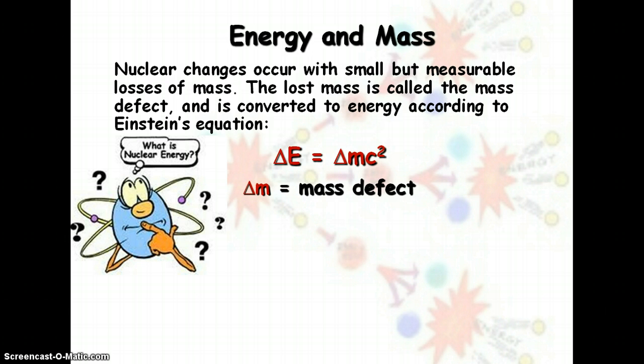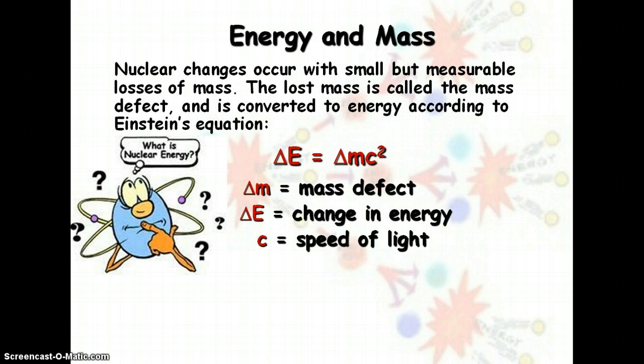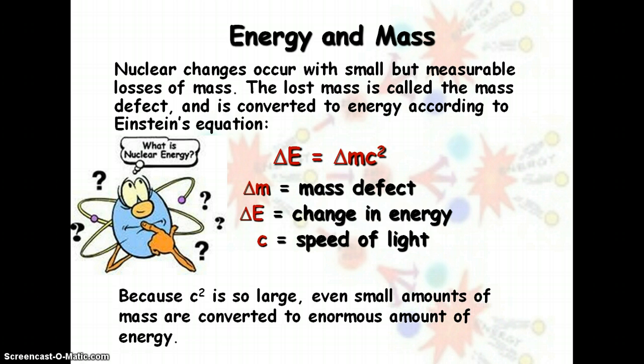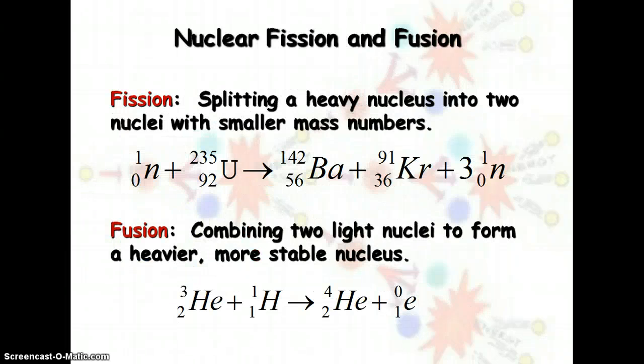M is for mass, the change in mass. E is the change in energy. And C is the speed of light. Because the speed of light, when you square it, is so large, even small amounts of mass are going to be converted to enormous amounts of energy. So if we split an atom, you have a change in mass that results in a large change in energy.